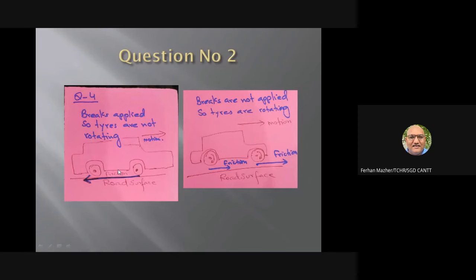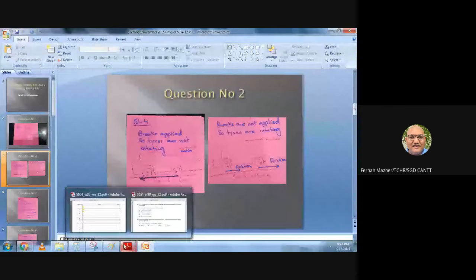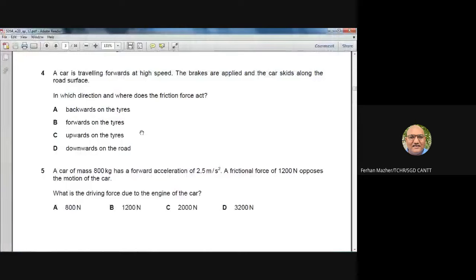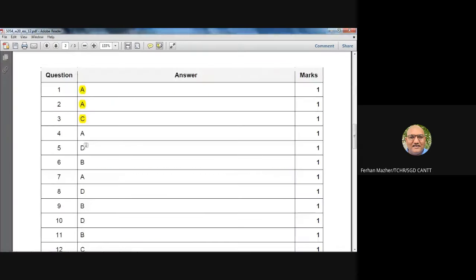So they will be skidding in the forward direction. The friction between the tire and the road will be opposite to the motion. That will be in the backward direction. So the direction of the friction, if the tires are not rotating, will be in the backward direction. So backwards on the tires, and A is the right option. For me, question number 4, A looks the right option.